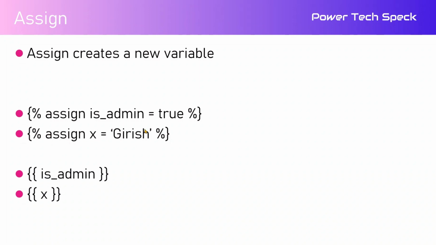Similarly, assign x equal to Girish, which is a string value. So you have used this to assign it to a string variable. You can use single or double quotes depending on your style of writing. Now, let me show you an example.